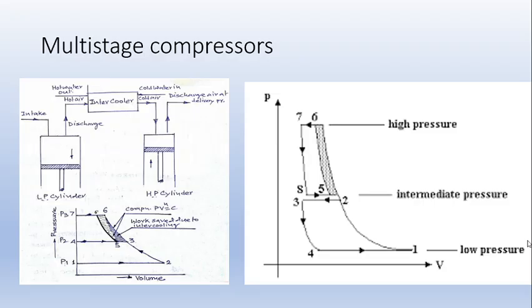Usually in a compression process, if the pressure ratio or the compression ratio exceeds 5, then multi-stage compression is adopted.